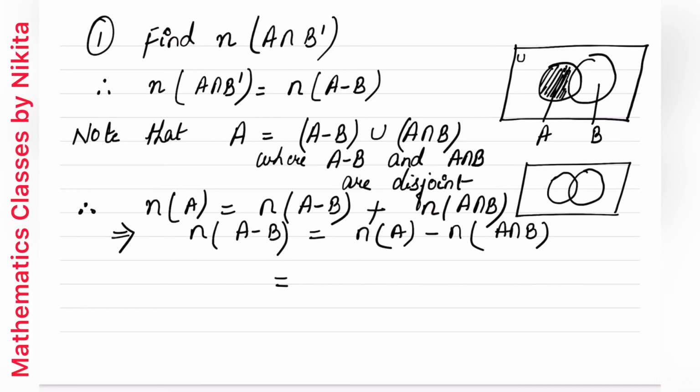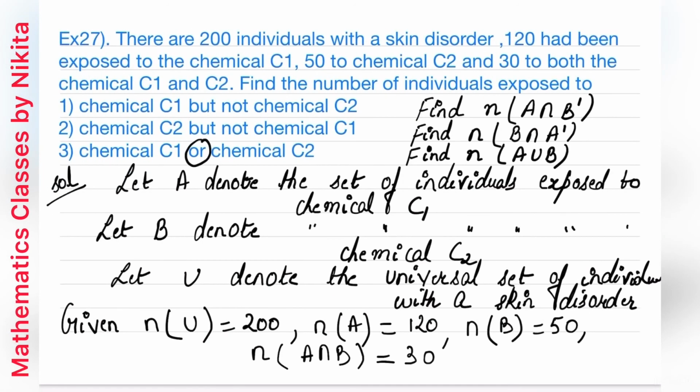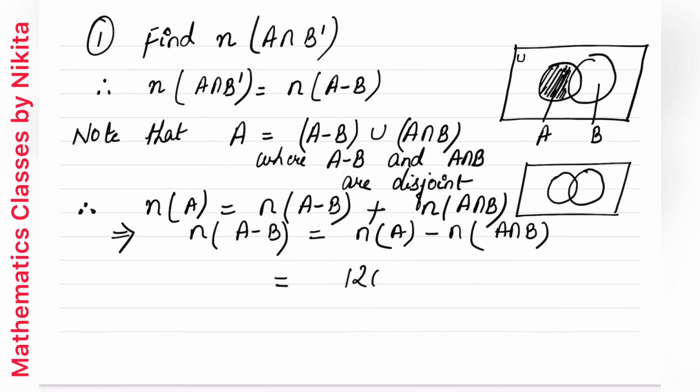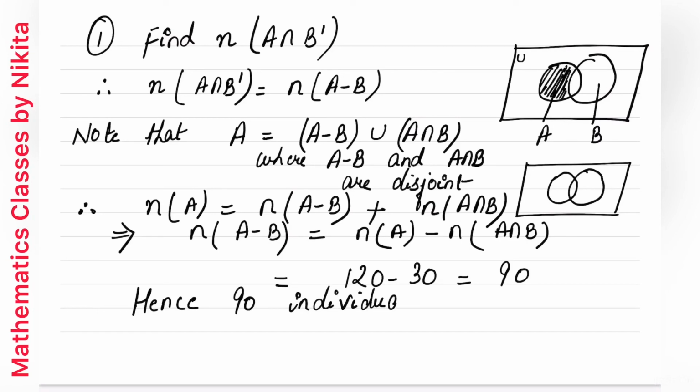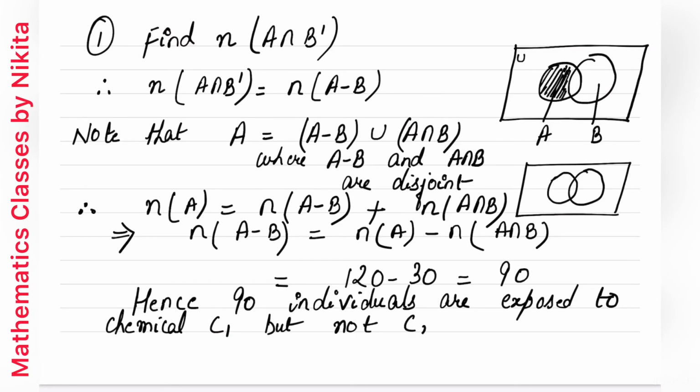Now just put the values. What was the number of elements in A? 120, and the intersection has 30 elements. So 120 minus 30 will give you 90. So hence 90 individuals are exposed to chemical C1 but not C2.